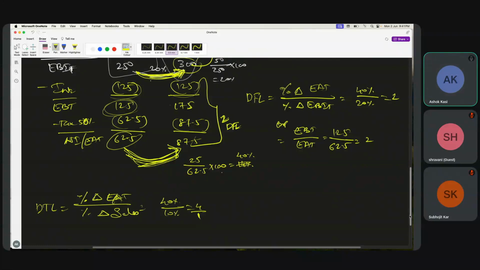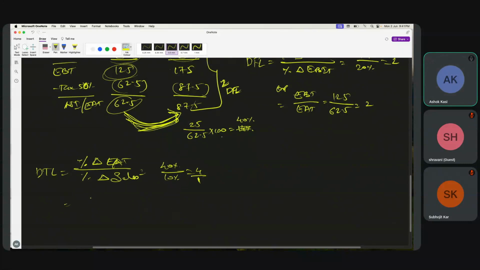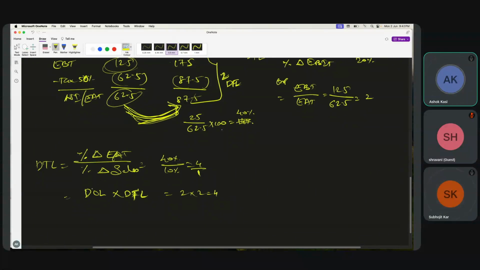Now there are other formulas also for this. We can say degree of operating leverage into degree of financial leverage. This will also give you 2 into 2 equal to 4. This is called combined leverage. In CFA we say degree of total leverage only.